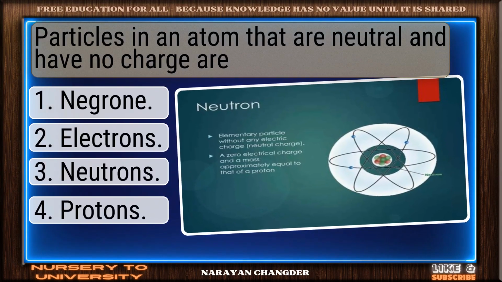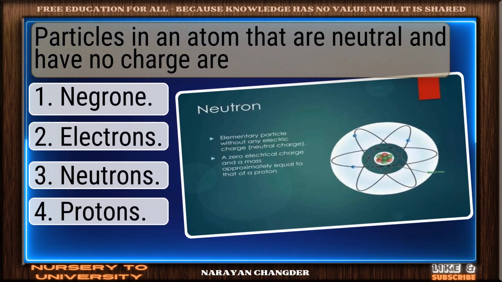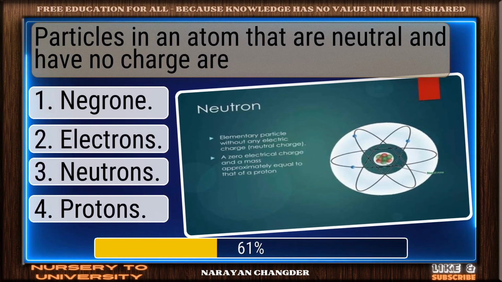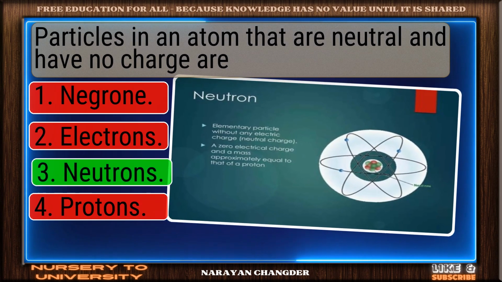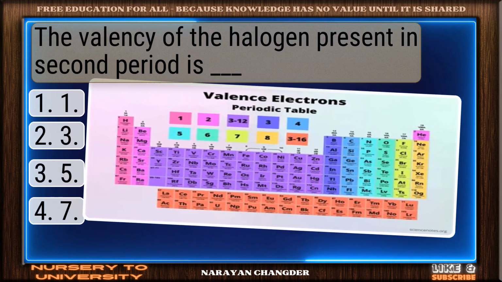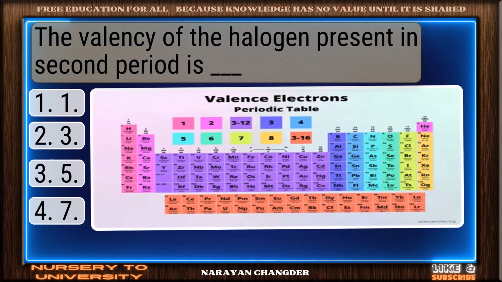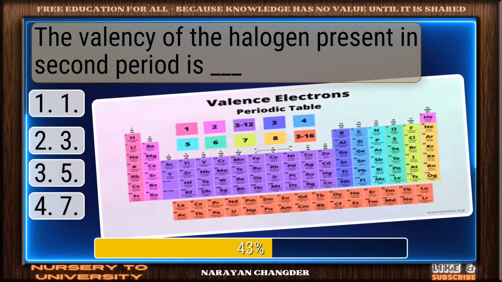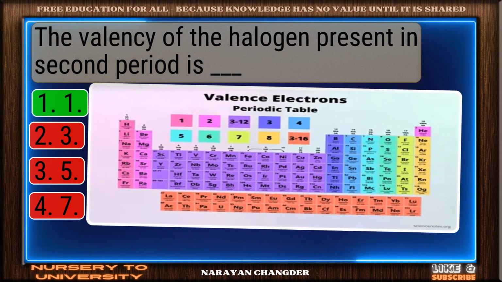Question number 96. Particles in an atom that are neutral and have no charge are? Exactly. Neutrons make sense and it is right choice. Question number 97. The valency of the halogen present in second period is dash. Excellent. One is a brilliant choice.